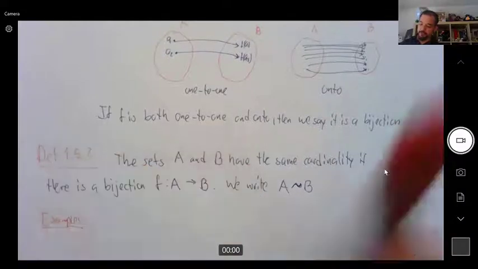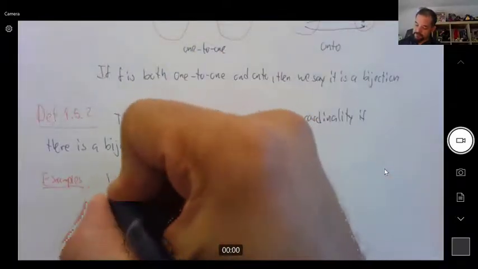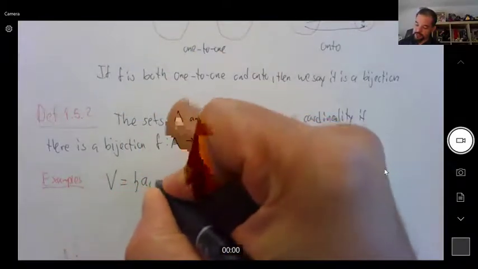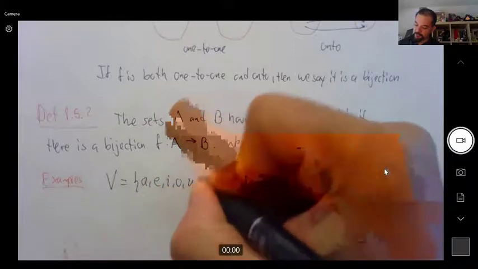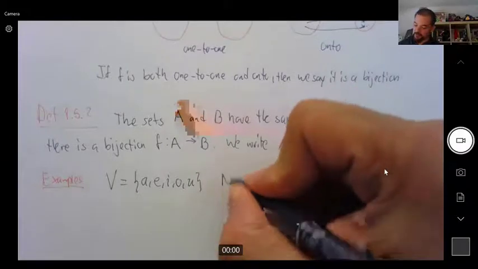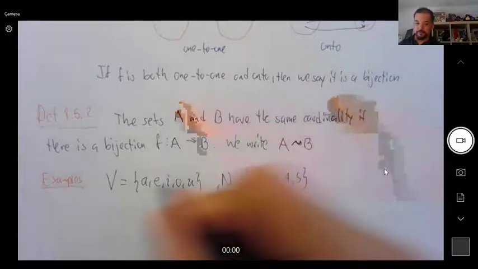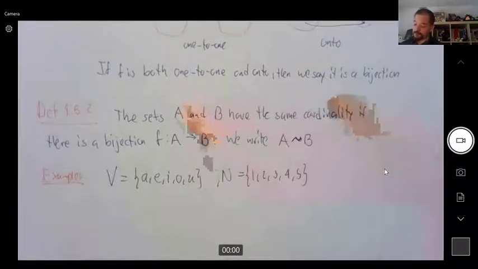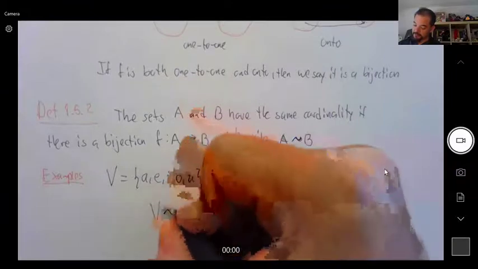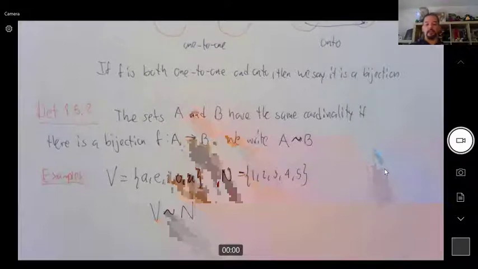Well, like I told you, if the sets are finite, then it's kind of easy. So for example, this set V of vowels, A, E, I, O, U, I'm not putting Y here, and this set N of the numbers 1 through 5, well, these two sets are equivalent. They have the same cardinality, right? V is equivalent to N. Both of them have the same cardinality. How do you prove this? Well, you show me a bijection, and in this case, it's easy.